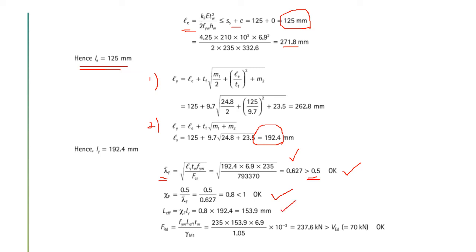At the end, you calculate the buckling resistance using this equation. At the end, we get our buckling resistance equal to 237.6 kilonewton, which is greater than our shear force value. It means that the section is adequate in terms of web buckling, so the checking is passed.